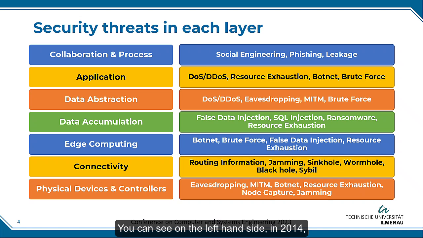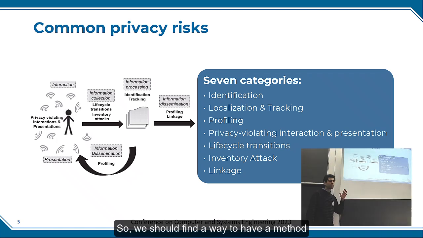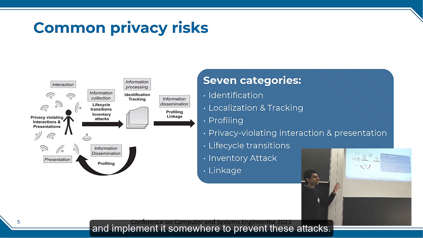You can see on the left-hand side, in 2014, there is a 7-layer architecture for the IoT presented. It started with physical devices and controllers and ends with collaboration and process. On the right-hand side, you can see different security threats that can happen on each layer. For example, in the first layer, you can expect eavesdropping, man-in-the-middle, botnet, etc. On the last layer, we can expect social engineering, phishing, and leakage. Also, privacy issues can be categorized into 7 parts, for example, identification, profiling, and inventory attack. So we should find a method and implement it somewhere in order to prevent these attacks.